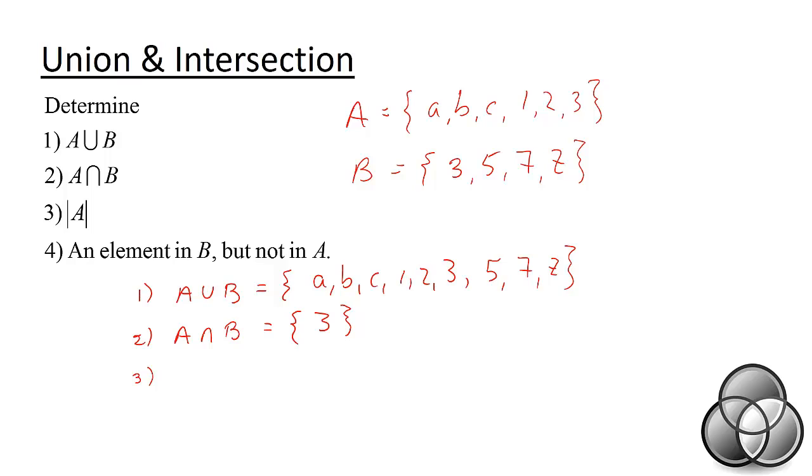For part 3 of this question, this is the cardinality of set A. How many elements are in set A? Well, we know that there are 6 elements in set A, and that is the cardinality of set A. And lastly, let's look for an element that's in B, but that's not in A. Now there are a couple of different elements we could choose. For example, 5 is an element of B, but we can scan through set A and we note that 5 is not an element of set A. So 5 would work, 7 would work, or the letter Z would also work here.